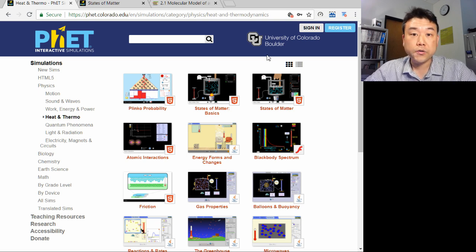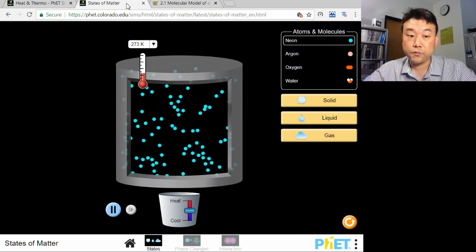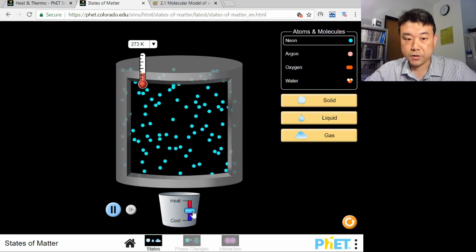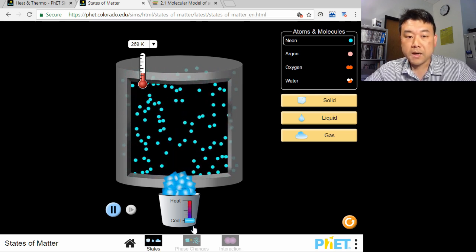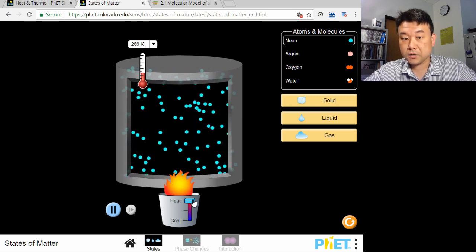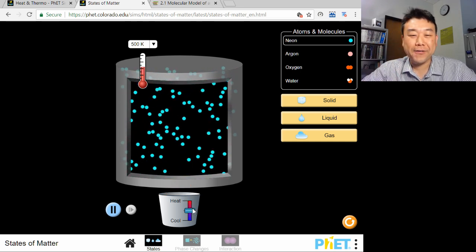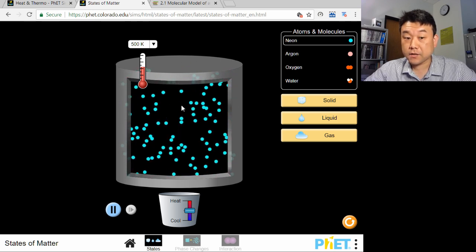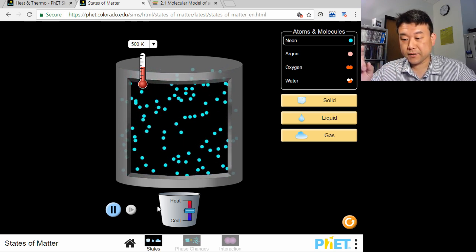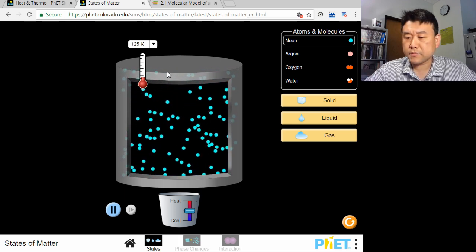I encourage you to find it on your own and play with it, but I will highlight some features of this molecular model. One feature you can immediately notice after playing around with it for a bit, raising the temperature and lowering the temperature, is how temperature is related to the speed of the molecules. Here's the neon gas at 500 Kelvin. See how fast the atoms bounce around. And here is the neon gas at 125 Kelvin. See how much slower the atoms bounce around.